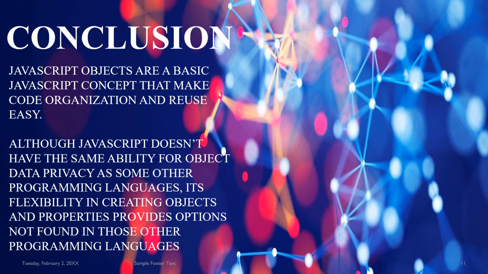Conclusion. JavaScript objects are a basic JavaScript concept that make code organization and reuse easy. Although JavaScript does not have the same ability for object data privacy as some other programming languages, its flexibility in creating objects and properties provides options not found in those programming languages.